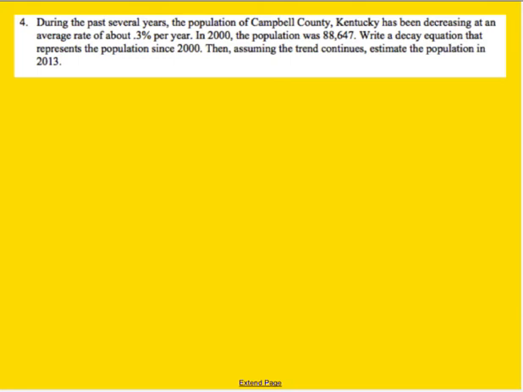All right, so during the past several years, we're taking a look at the population of Campbell County, Kentucky, and it's decreasing. So we start and we have 88,647. So then we're going to do, and I notice that it says that it's decreasing. So that means I need to use exponential decay. If it implies going down, I use decay. If it implies growing, I use growth.